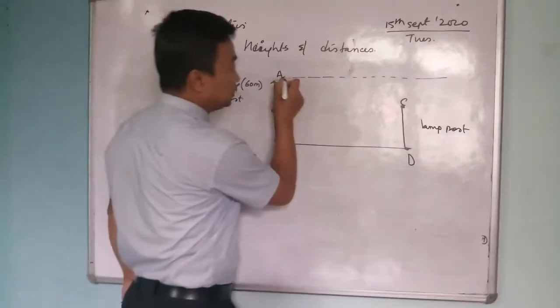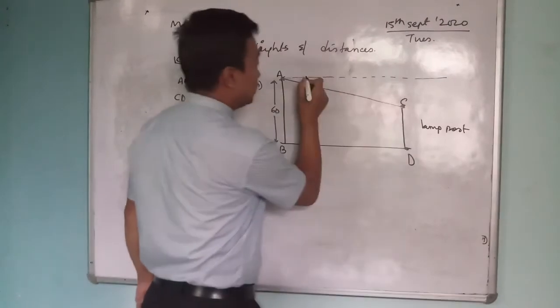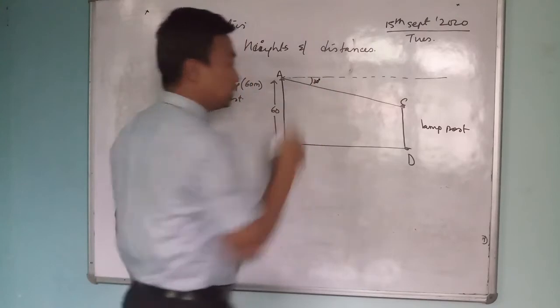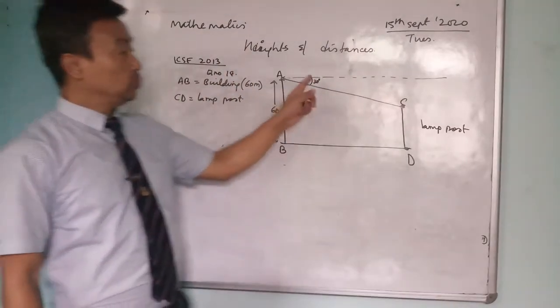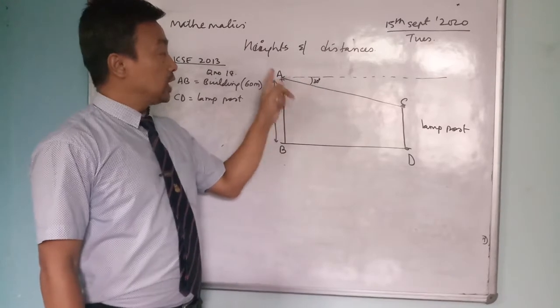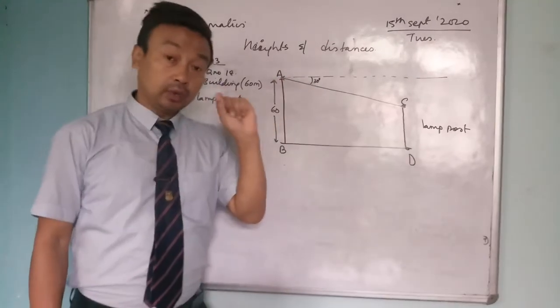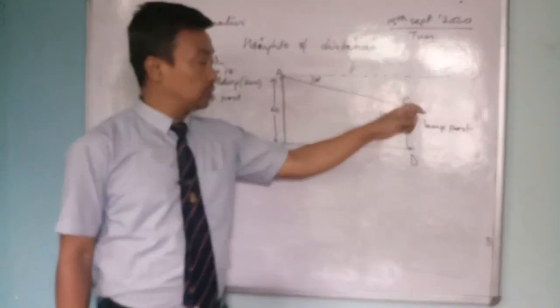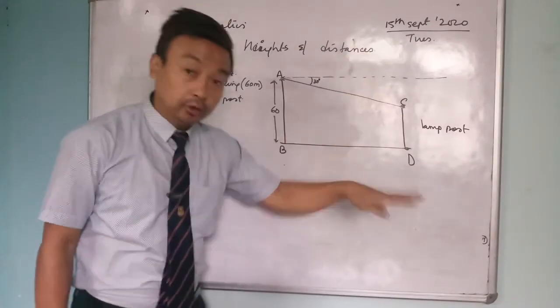So when you are observing at the top, the angle you are making is 30 degree. See, which angle you are making? Angle of depression. Where are you observing from? From the top of the building to the top of the lamppost. Obviously the lamppost will be below the building.